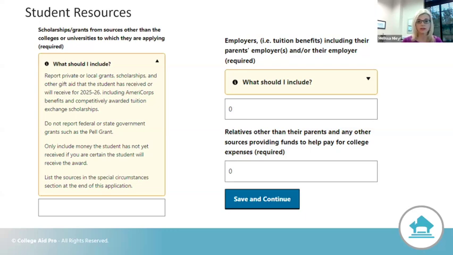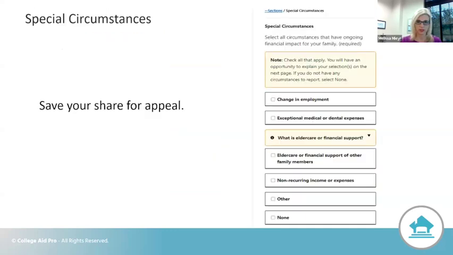Also, relatives can change their mind. They may not like you tomorrow and may not give you a dime. So things happen. So we don't want to overestimate the resources out there for the student.